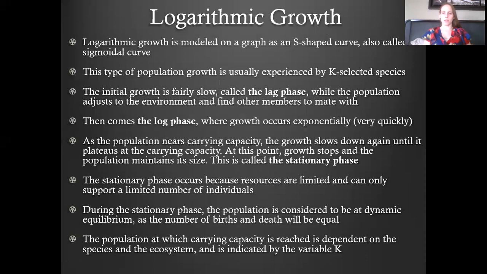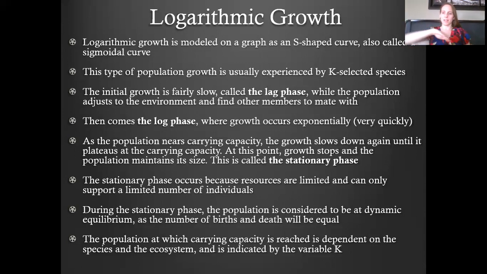So the logarithmic growth, that's the sigmoidal curve or the S-shaped curve that we see with K-selected species, has a lag phase where growth is fairly slow while individuals are finding other members to mate with and adjusting to the environment. Then growth will start happening really quickly. That's the log phase where it starts going up. And then as the population gets close to carrying capacity and reaches it, it will level off again, which is the stationary phase.